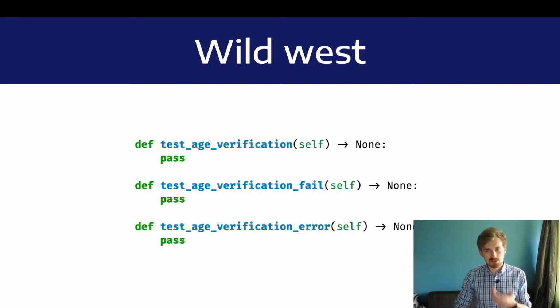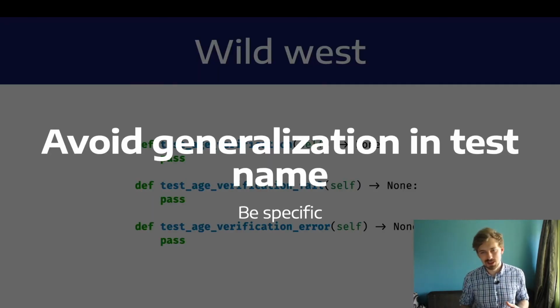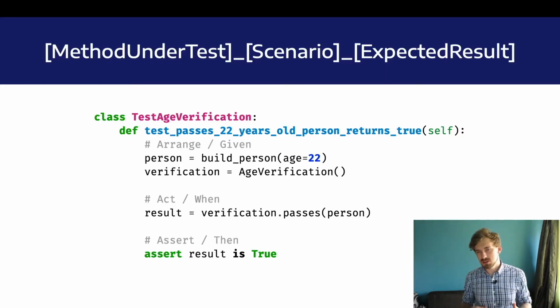So the first piece of advice would be to avoid generalization in test naming. Be very specific about the conditions. Now there are different conventions that were created to help with conveying more information in the test name. One of them is method under test, scenario, expected result, like in this example for age verification. Method under test is of course passes. The scenario is 22-year-old person, and the expected result is returns true. Yeah, very precise, very mechanical, very unnatural.